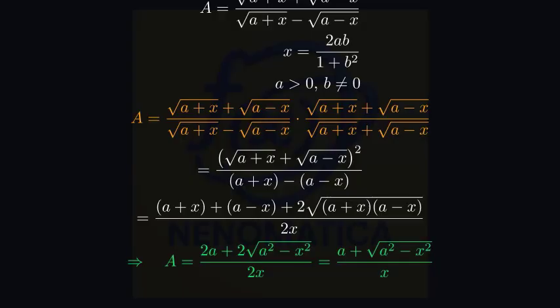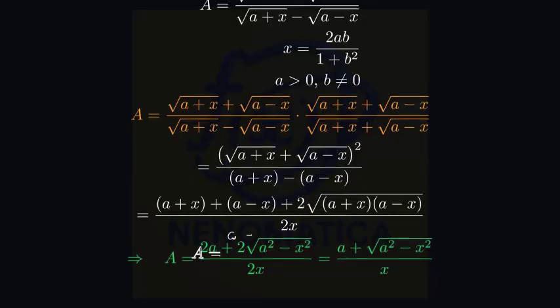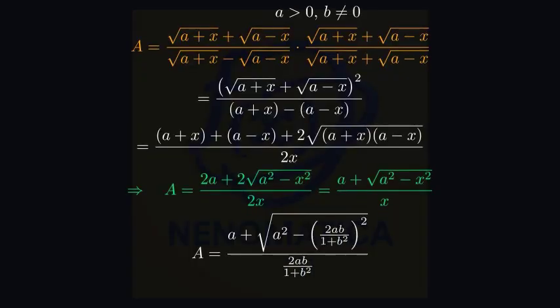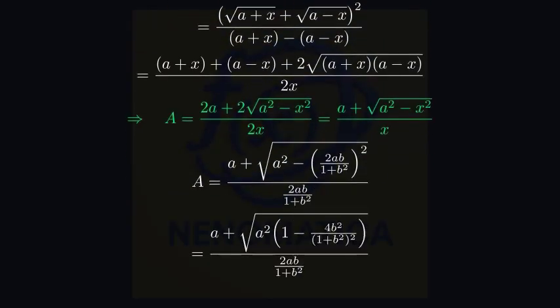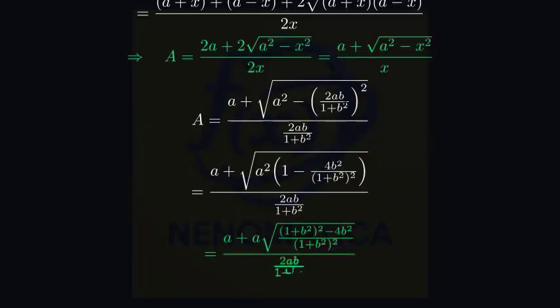Next, substitute x equals 2ab over 1 plus b squared. We place it into a equals a plus the square root of a squared minus x squared, all over x. Simplify the radical. Inside the root, we have a squared times 1 minus 4b squared over the square of 1 plus b squared. Because a is strictly positive, the square root of a squared equals a, allowing us to remove the absolute value.